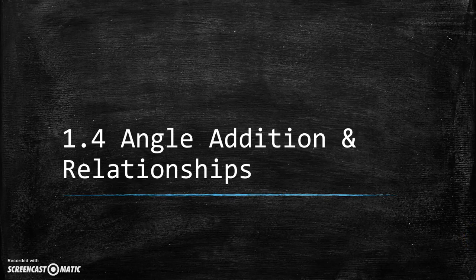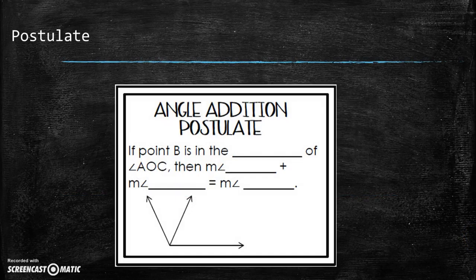Welcome to angle addition and relationships. We're going to start with the angle addition postulate, which states if point B is in the interior of angle AOC, we can actually label it. So this is angle AOC, and B is on the ray that is splitting the angle AOC. The postulate states that angle AOB plus angle BOC equals the whole angle AOC.